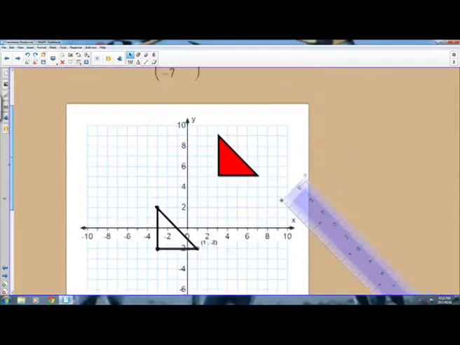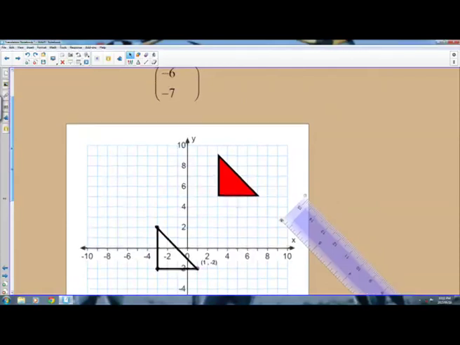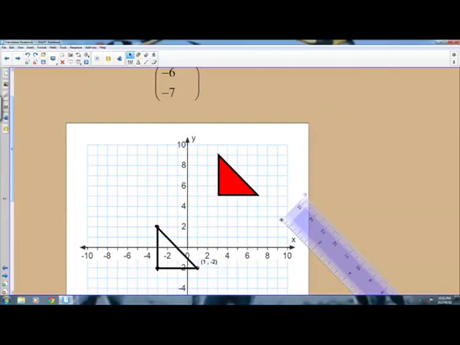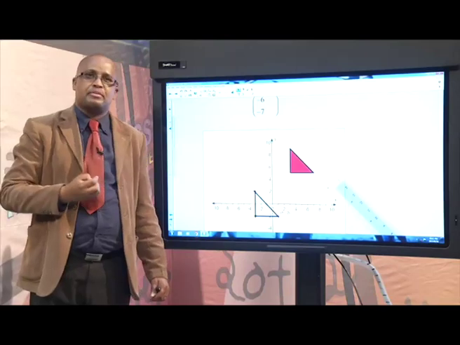This is how we translate the given figure using the translation vector -6, -7. We have managed to produce our image. This is how you are always expected to translate using a given translation vector. Let us go for a short break. When we come back, we'll continue with this lesson.